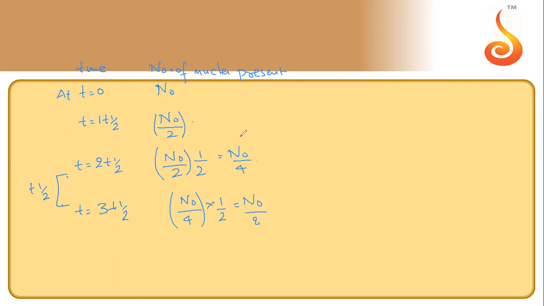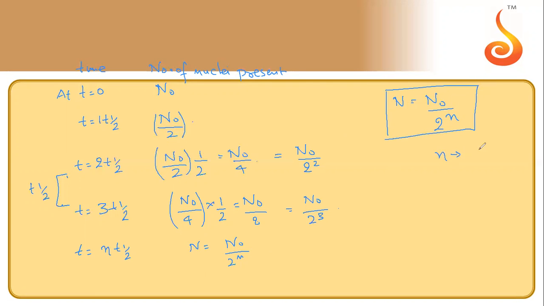Now as you can see, when time is 2 half lives, I can also write this expression as N naught by 2 square. When time is 3 half lives, I can write N naught by 8 as N naught by 2 cube. So we can derive a general expression: when time is equal to n half lives, the number of nuclei present in the sample will become N naught by 2 raised to power n. So our formula is N equals N naught divided by 2 raised to power n, where this n is the number of half lives.